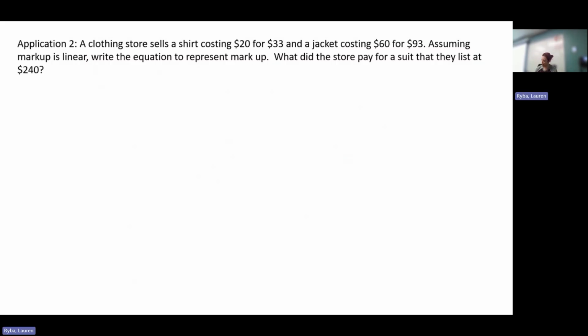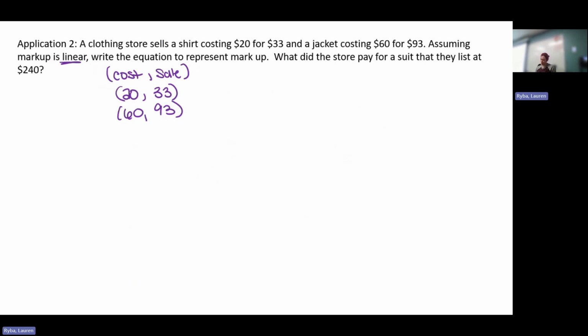And then we'll do the next part here. Okay, so what we have is the cost to them and the corresponding sale price. So my shirt cost $20, but I put it on sale for $33. So I'm going to create a point to represent that relationship. And then I can do the same thing with the jacket, right? It costs $60, then I'm going to sell it for $93. And we want to make the line.